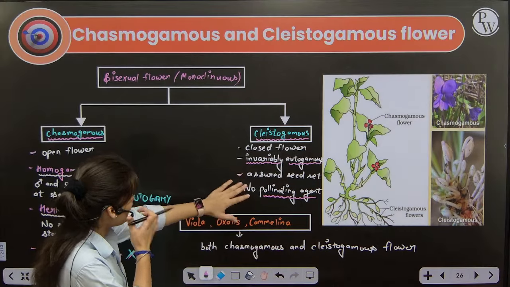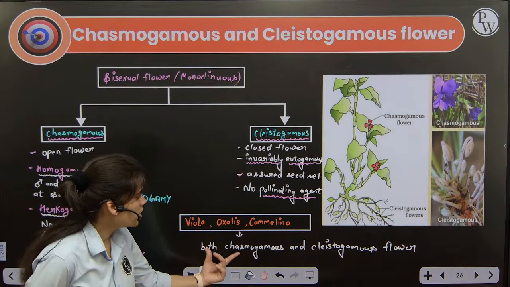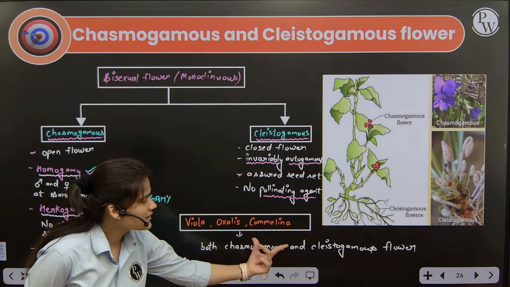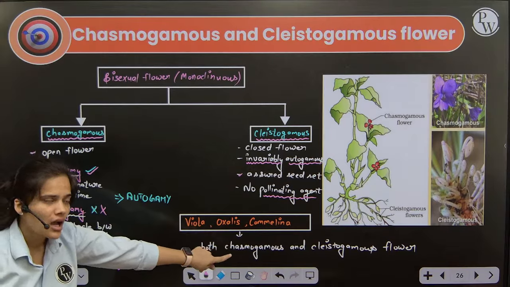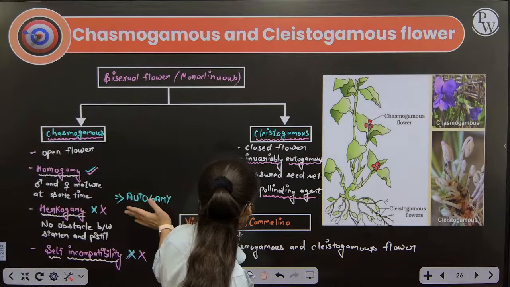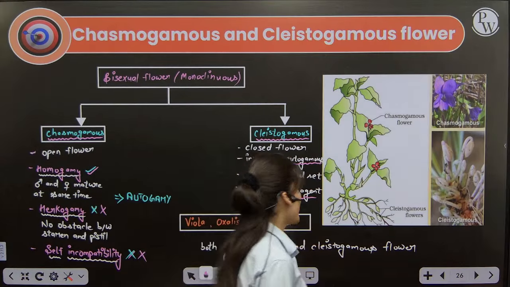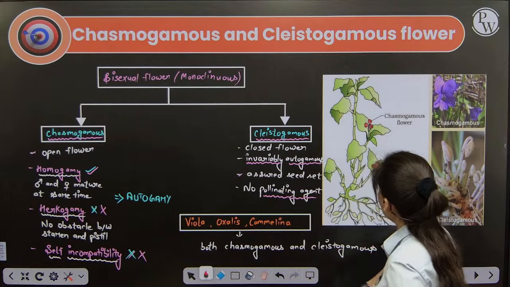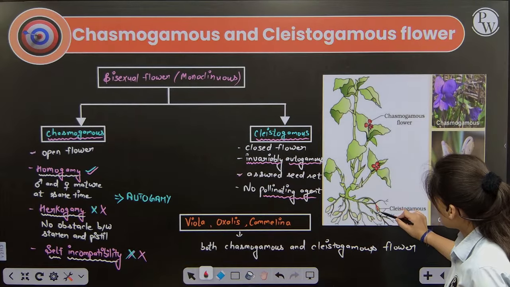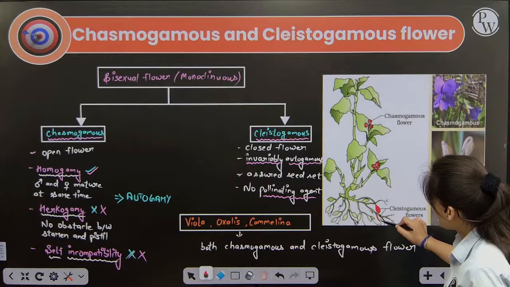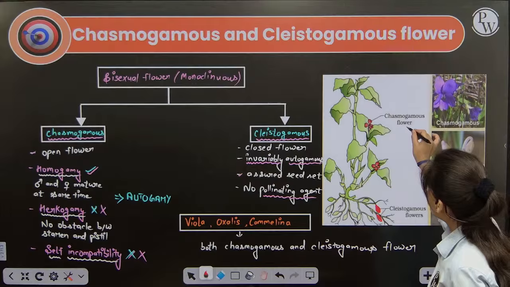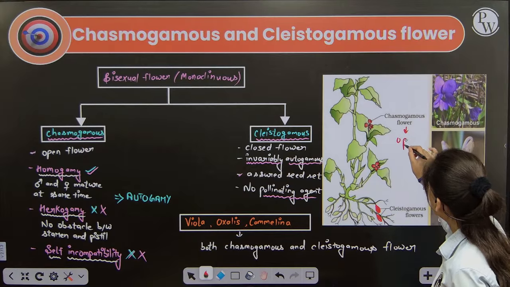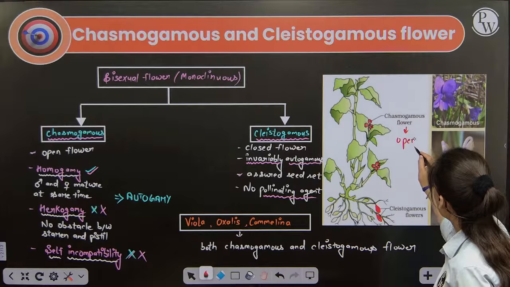Examples of some plants in which both chasmogamous as well as cleistogamous flowers are present: Viola, Oxalis, Commelina. They possess both chasmogamous as well as cleistogamous flowers. These are cleistogamous or closed flowers, which provide assured seed set formation. And these are chasmogamous, which are open flowers.